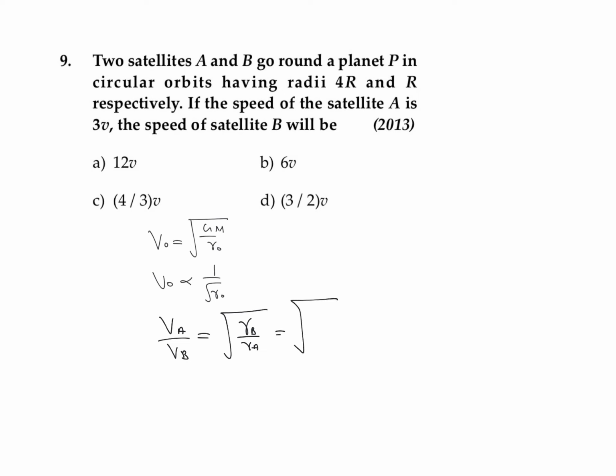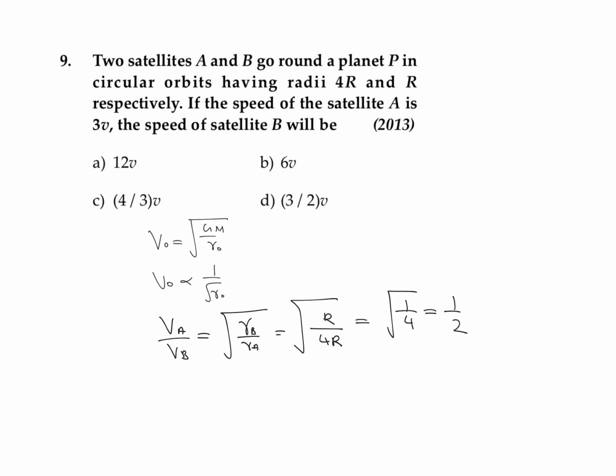Now in the question it is given that two satellites A and B go around a planet P in circular orbits having radii 4r and r. So the radius of the first one we can take as 4r, and the second one as r. So this will be under root of 1 divided by 4, which we can take as 1 by 2.